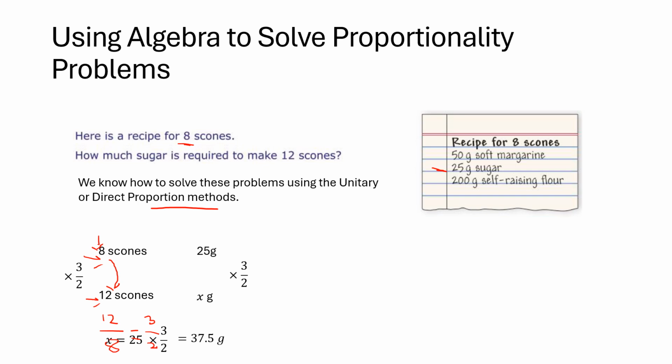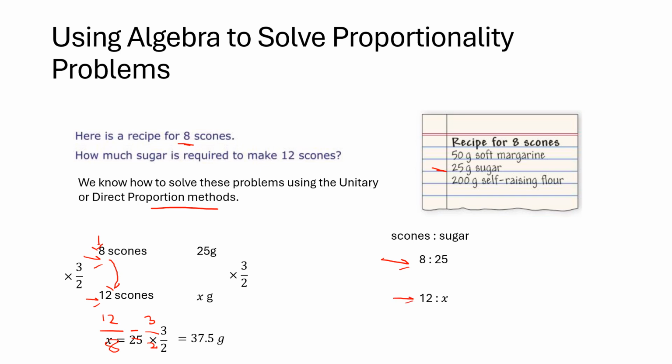Another way of doing this, and this is the new way for today, is we can also solve this problem using algebra. So we can bring algebra into the mix and solve this problem by forming an algebraic equation. To do that, we need to think about what we know about ratios, and the ratios which we have here for number of scones and the amount of sugar. When we have 8 scones, we have 25 grams of sugar. So the ratio for scones to sugar is 8 to 25. Similarly, if we have 12 scones, we have an unknown, so the ratio is 12 to x.